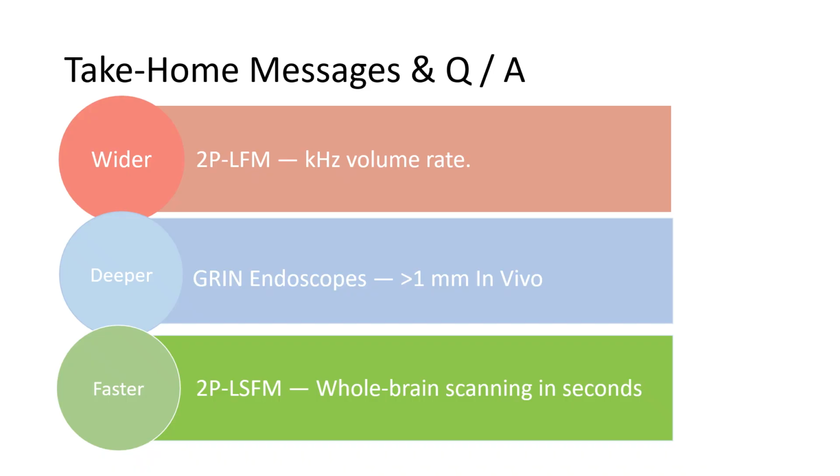To wrap up, remember 3 words: wider, faster, and deeper. Two-photon light sheet gives us panoramic volumes with negligible phototoxicity. Light-field systems push the temporal resolution into the kilohertz domain. GRIN endoscopy breaks the depth barrier and follows neural circuits in freely moving animals.